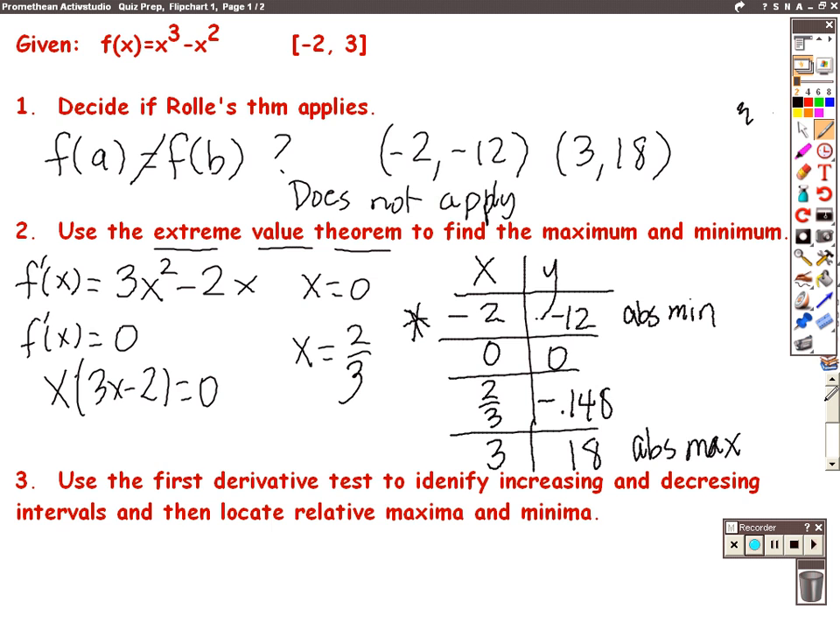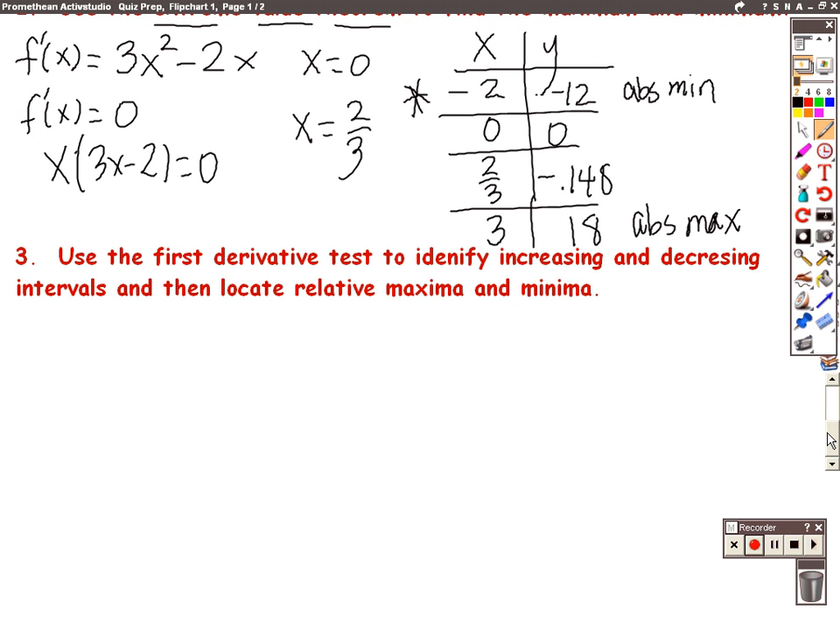Okay, and number 3, we're going to use the first derivative test to identify increasing and decreasing intervals, and then find our local max and our local minimums if there are any. So you'll recall, when you're finding increasing and decreasing intervals, you go through part of the same process that we did above. You set the first derivative equal to 0, and you get your critical numbers. And our critical numbers from above are x equal to 0 and x equal to 2/3.